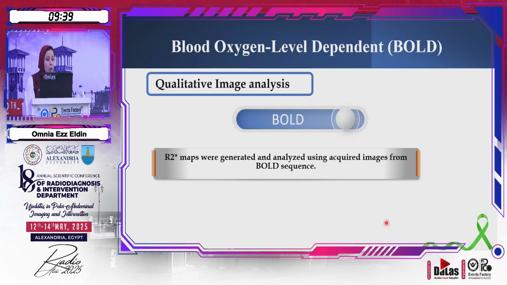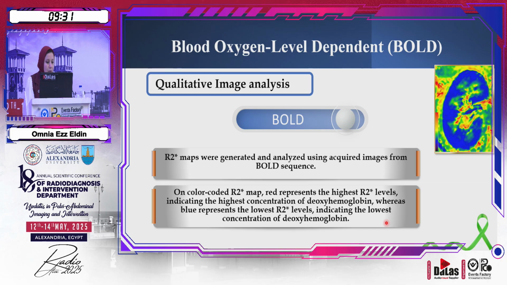Starting with the qualitative analysis of BOLD images, R2 star maps were generated and analyzed from the acquired BOLD sequence. We start with the color-coded R2 star map, where there is a scale: the red at the upper end of the scale indicates the highest R2 star values, and at the bottom the blue color indicates the lowest R2 star values and the lowest deoxyhemoglobin values.